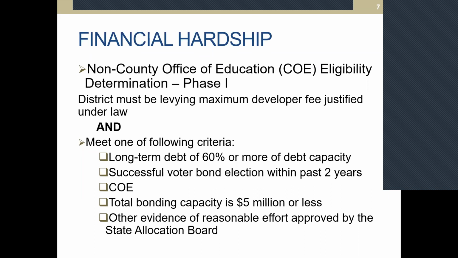If they don't meet one of those four, the district still has the option to apply for hardship under other evidence. It's basically other evidence of reasonable effort that would eventually have to be approved by the State Allocation Board. So it's basically like an appeal. A district submits their evidence of why they qualify for hardship, and then the item is taken to the State Allocation Board for approval.